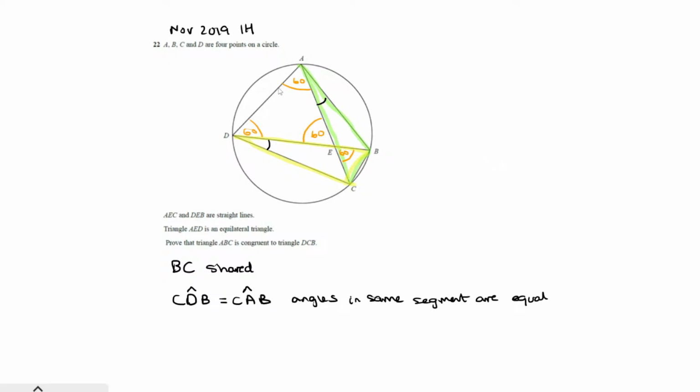DAC, where's that? Oh wait, hang on. DAC equals DBC. DAC equals DBC. Yeah, exactly. That's also the same. This one here is 60. This one down here is also equilateral because of it relating to the other one.